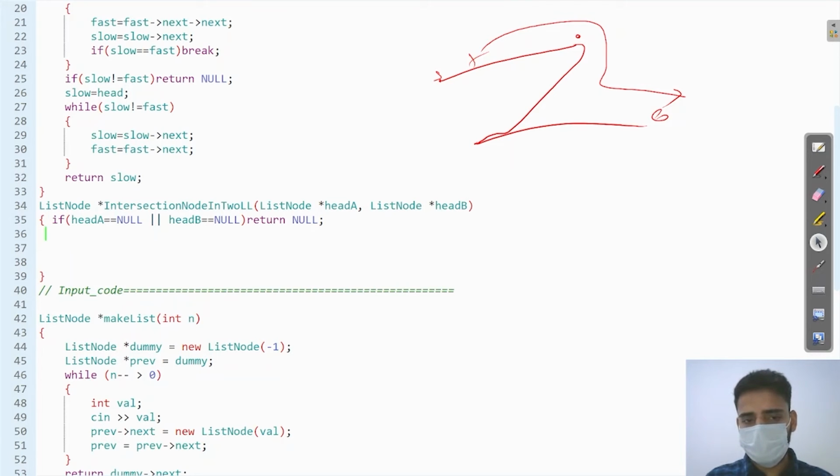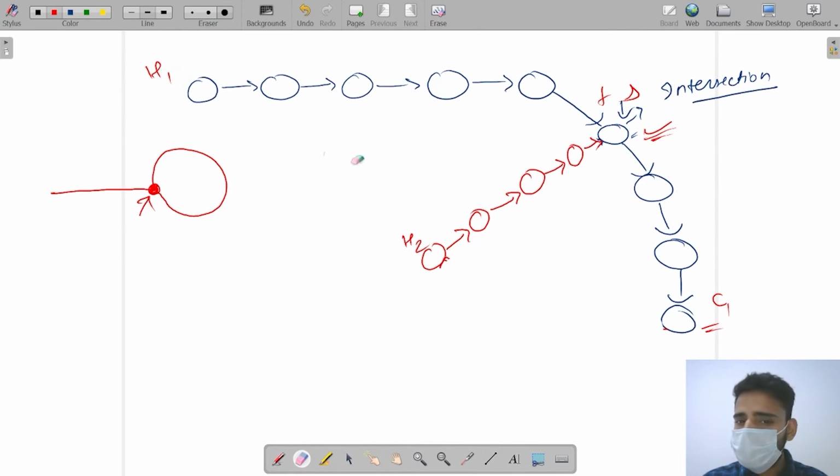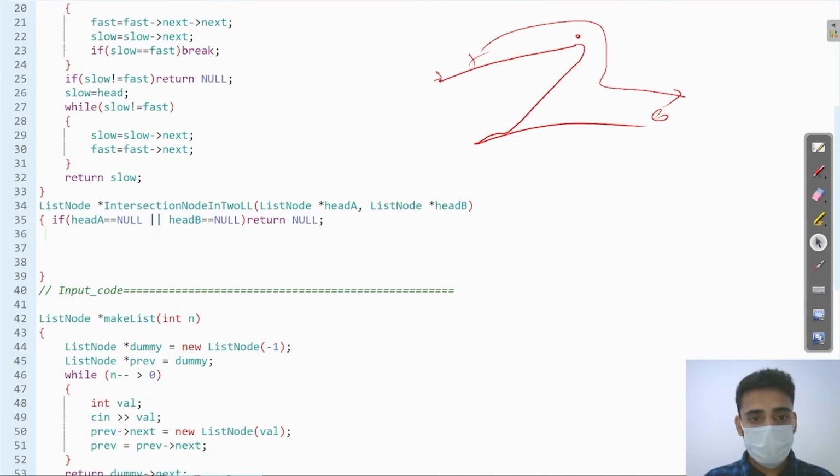Now what we are going to do, look, we have to start iterating from either h1 or h2 and reach the tail to make them a cycle. When we reach the tail, we will attach it with the head of the other linked list, so it becomes circular. So let's go and do that.